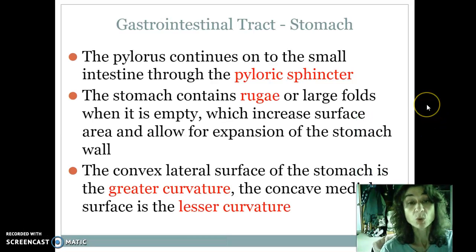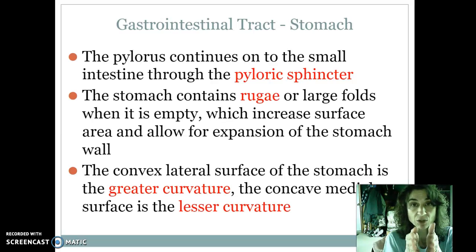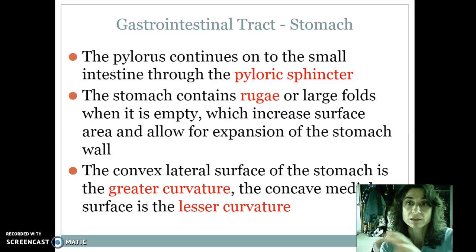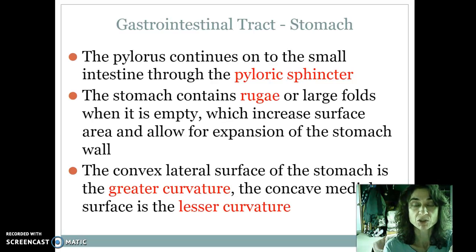Okay. The pylorus then is going to meet at the pyloric sphincter, which actually is a sphincter or a ring-like muscle. The pyloric sphincter is going to control the amount of food that leaves the stomach and enters into the very first part of the small intestines, or the duodenum. Okay, so it's kind of like the gate that opens, allows small amounts of food to go through, and then closes, because we only want small amounts to go through at a time. Okay. We'll talk about that more when we get to the small intestines.